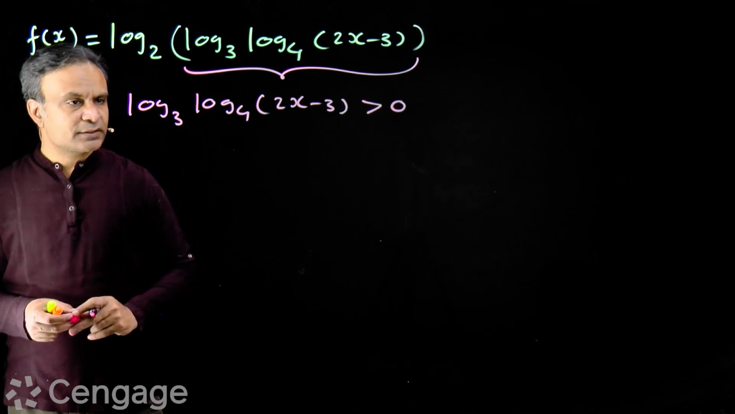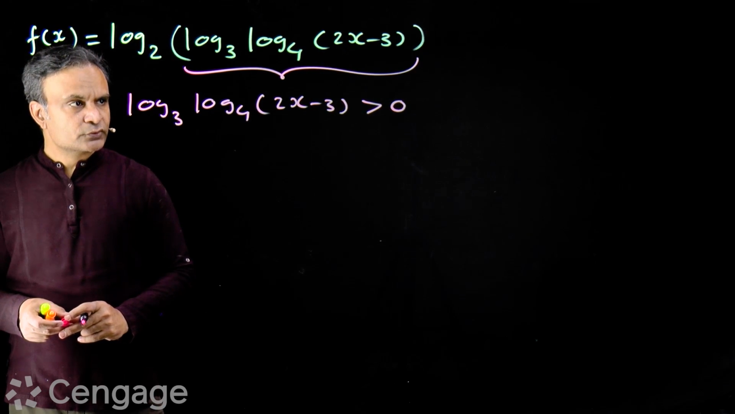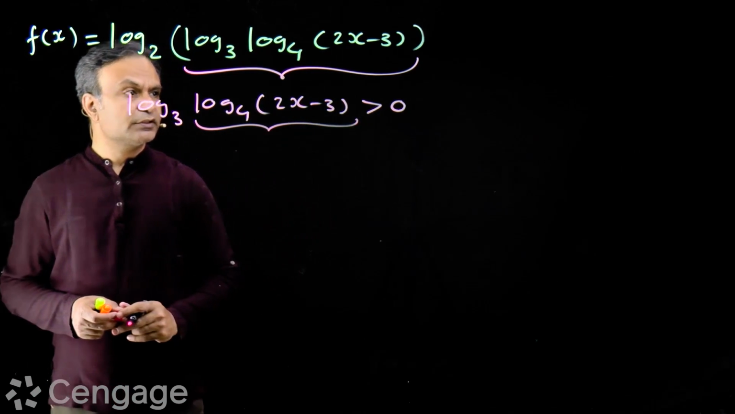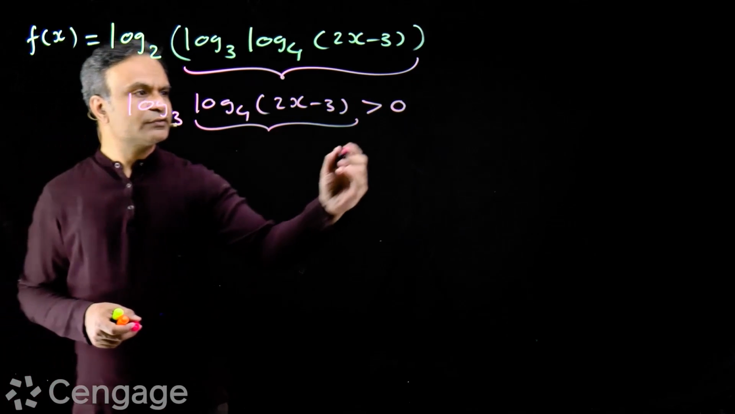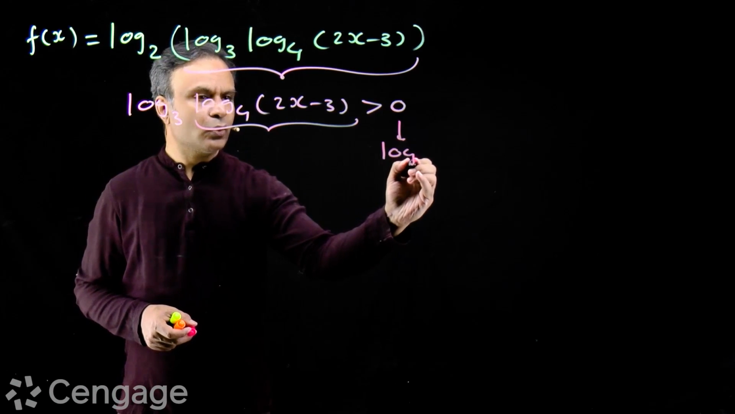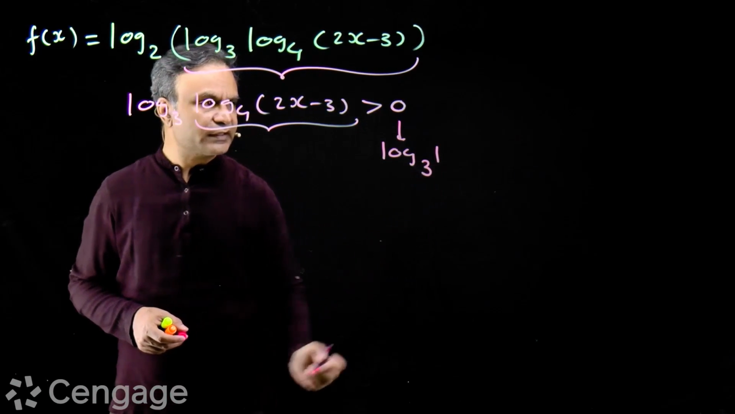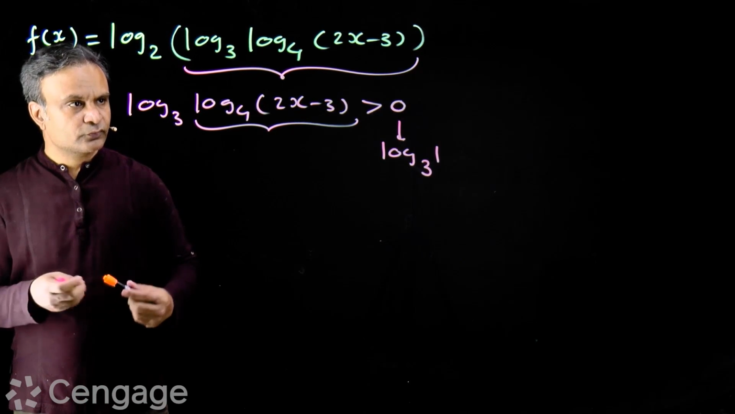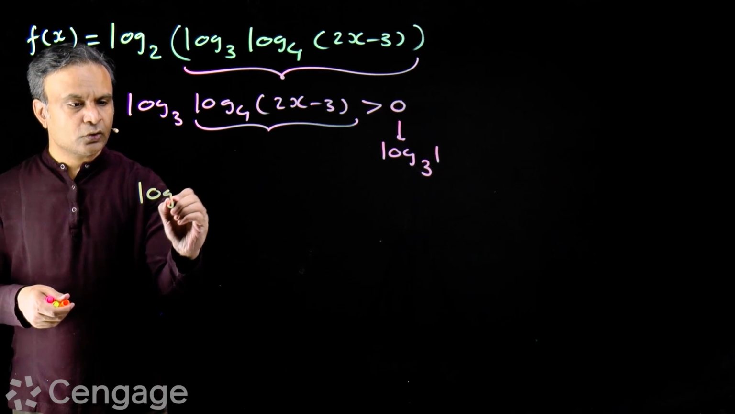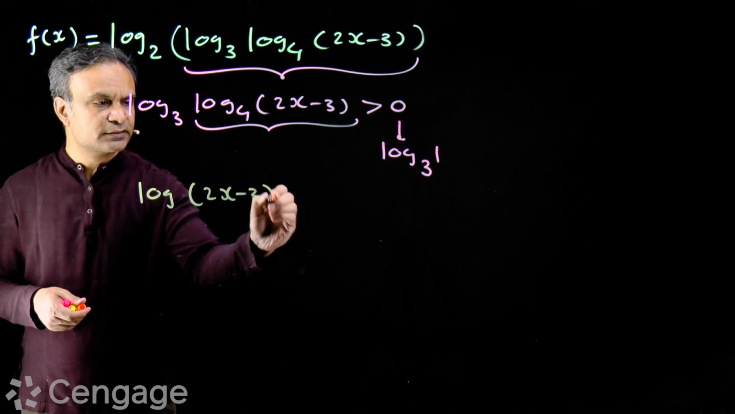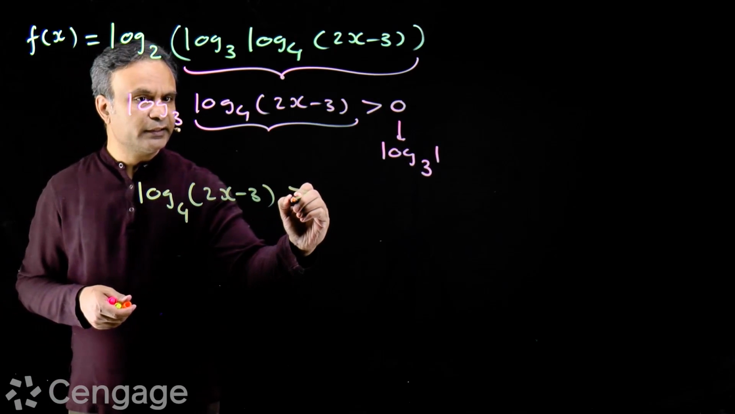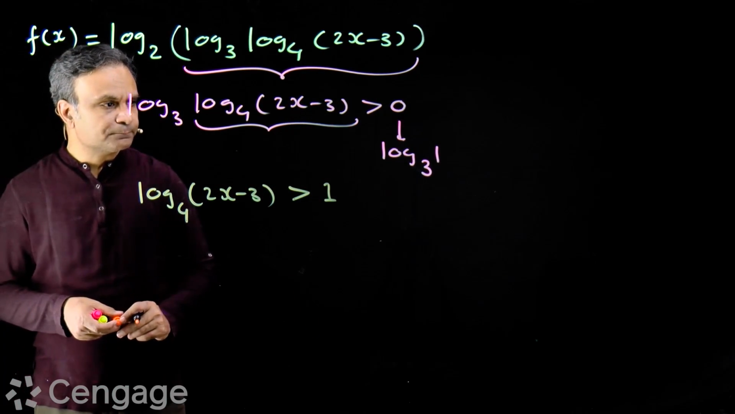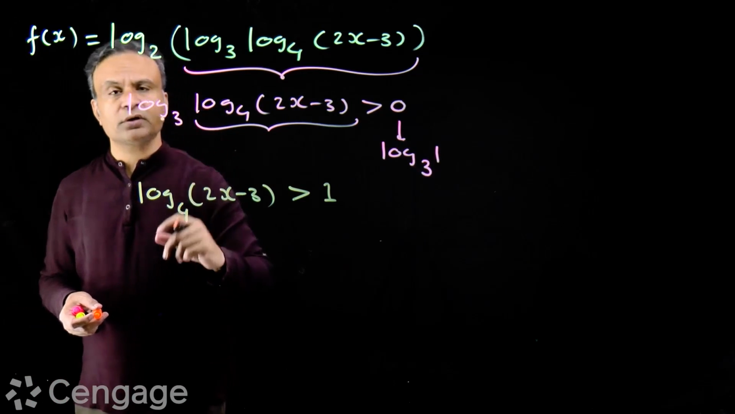Here base of log is more than 1. Okay, so this will be positive if this argument, this expression is greater than 1, or we can write 0 as log of 1 to the base 3, ऐसे लिख सकते हैं. ठीक है, now base is more than 1, so we will have log of 2x minus 3 to the base 4 greater than 1. ठीक है, inequality remains same because base of log is more than 1.